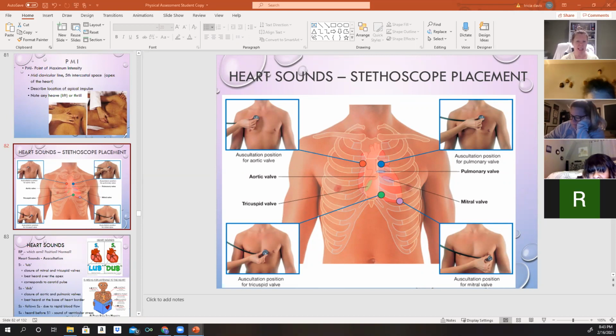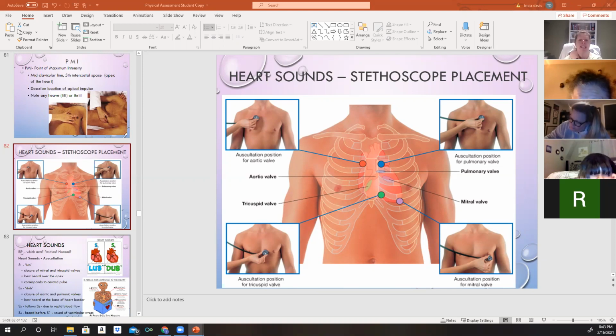So you want to develop a system for how you're listening to them. You want to begin at the aortic area. Then you're going to listen there. Then you're going to move to the pulmonic area, and then to the Erb's point, which you don't really see. There's another slide on here that shows you where that is. Then you're going to move back over to that tricuspid area, and then finally over to the mitral area. So you're going from left to right and left to right, okay?